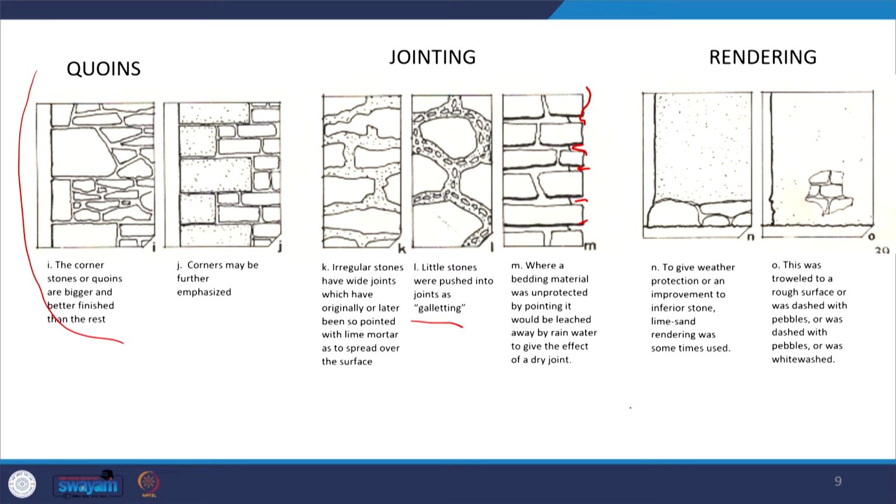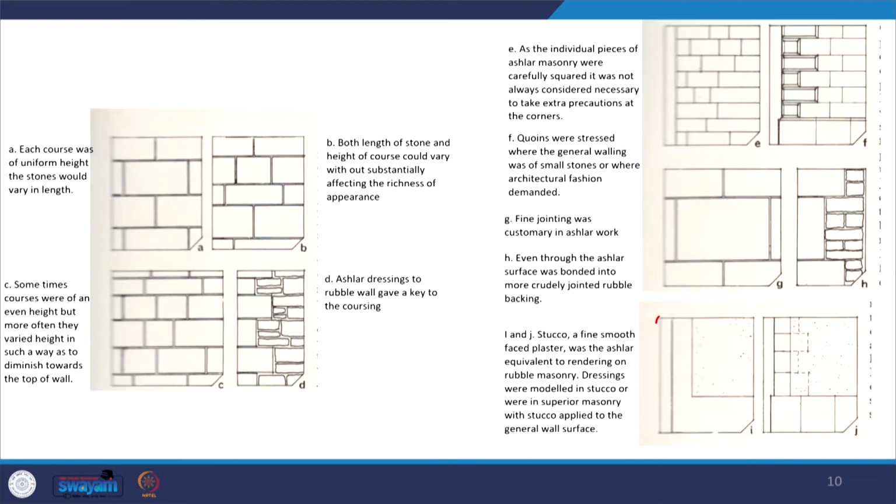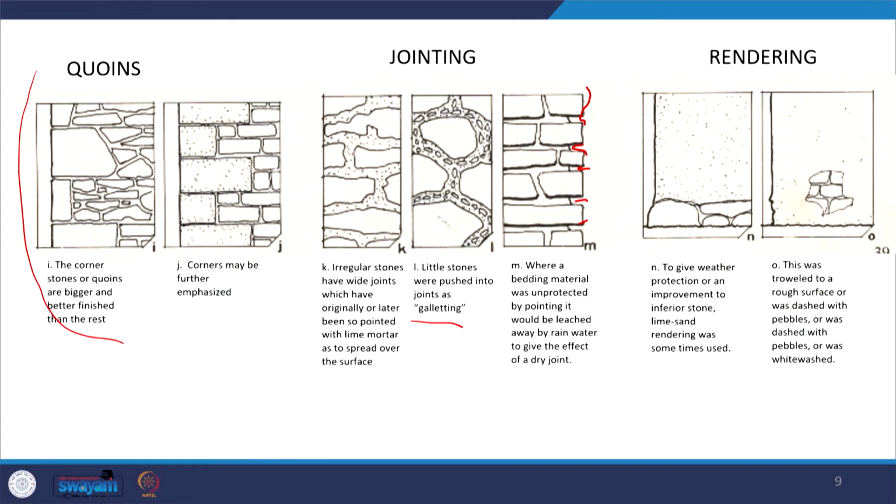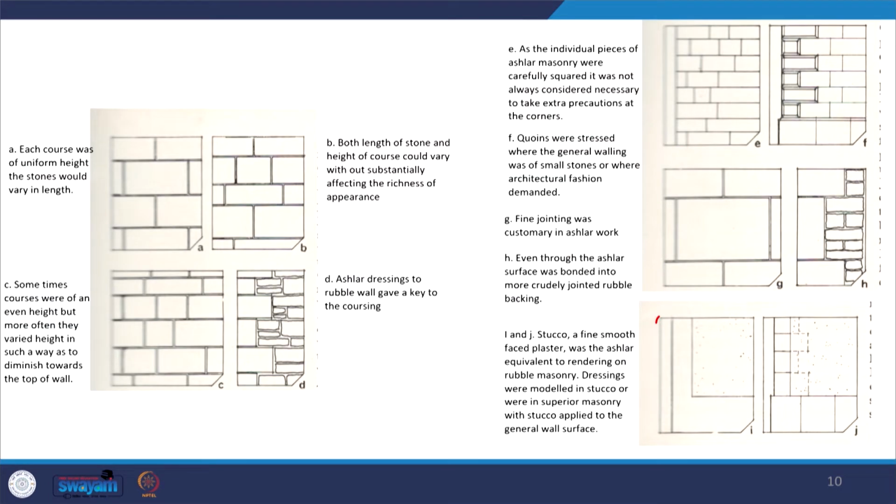There are also rendering processes, where different types of lime sand rendering are applied on the exterior and interior surfaces. There are also processes where we use pebbles and whitewashes. Similarly, we have the coursing process, where with ashlar dressings and cornerstones, they follow a particular pattern. So that is how there are different techniques of using these stones, and it brings an effective aesthetic outcome.